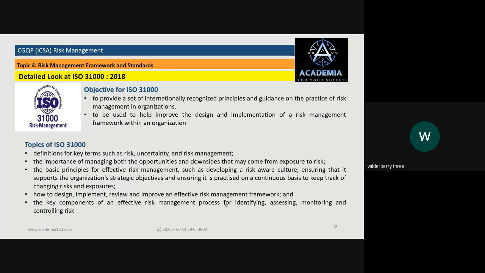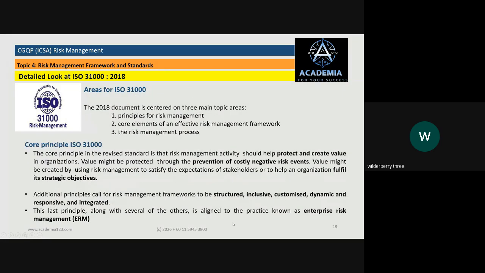You have here a very, very comprehensive storybook or guideline helping to deal with risk. What are the areas? Here, principles for the risk management, core elements, and the effective risk management. These are the topic areas. They name it like this. And the core principle is protect and create value. You should protect and create value in the organization. That's one core principle. Second core principle, if you want, is prevention of costly negative risk events. And of course, it shall also fulfill the strategic objective.